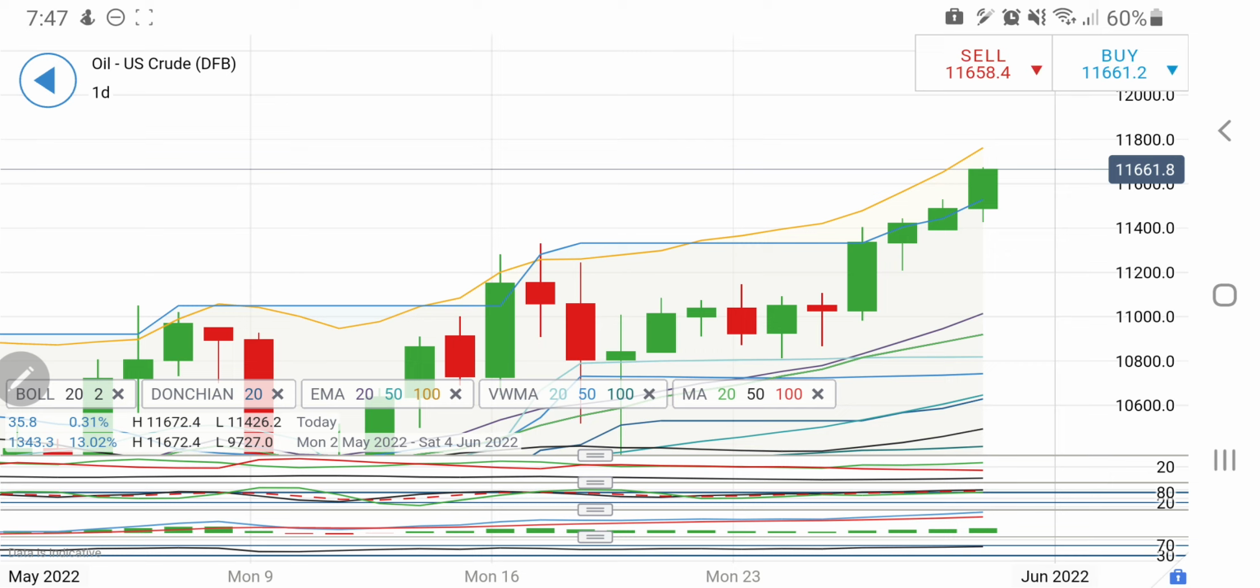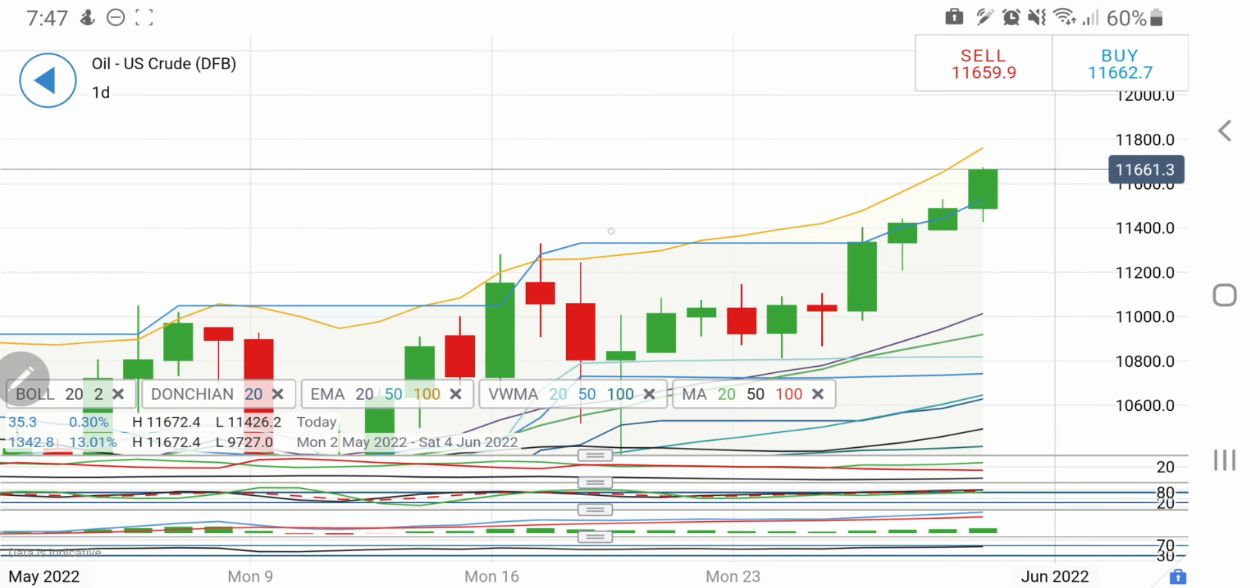Any long entry above 117 is suggested. Beyond 117, rather I will say 117.2, yes, you can go long there. Then one can expect 118 levels, which are going to be another strong support and resistance level, and beyond 118 levels we can see 118.2, 118.4 and 119.4 levels. So take your positions accordingly.